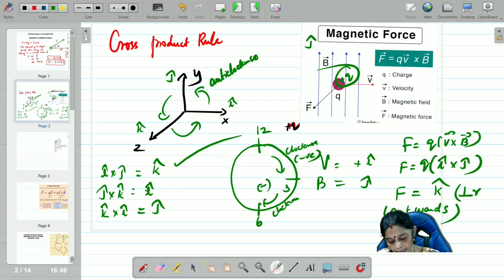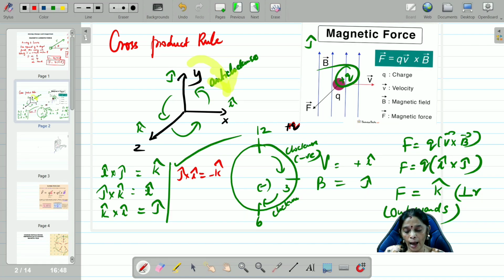j cross i. See here, j cross i is clockwise. Since it is clockwise, you can take it as negative. Therefore, if I take j cross i, since it is clockwise, I have to take minus k, children. Now again k cross j, if I write, then I have to take it as minus i cap. i cross k, I write as minus j cap. That is all, children. This is about the cross product rule.